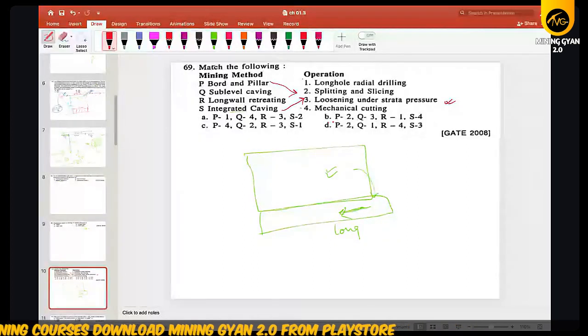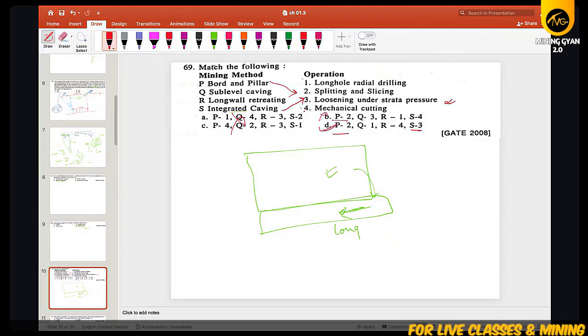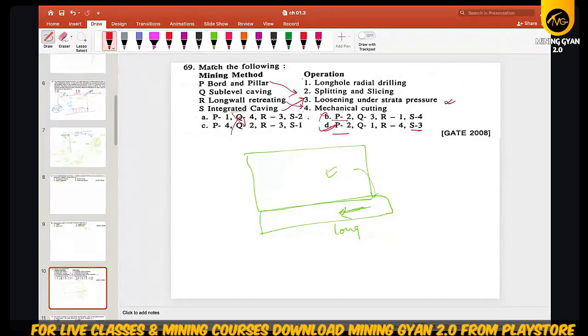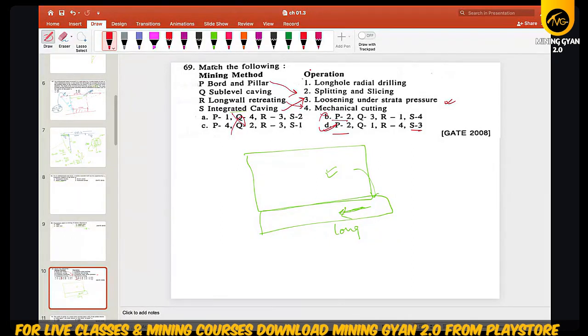So P is 2, P is 2, and integrated caving losing under the startup pressure, which means this. So D will be the answer. And for sub-level caving and long wall retreating, we already know that mechanical cutting will happen. And in the sub-level caving it is long hole radial drilling.